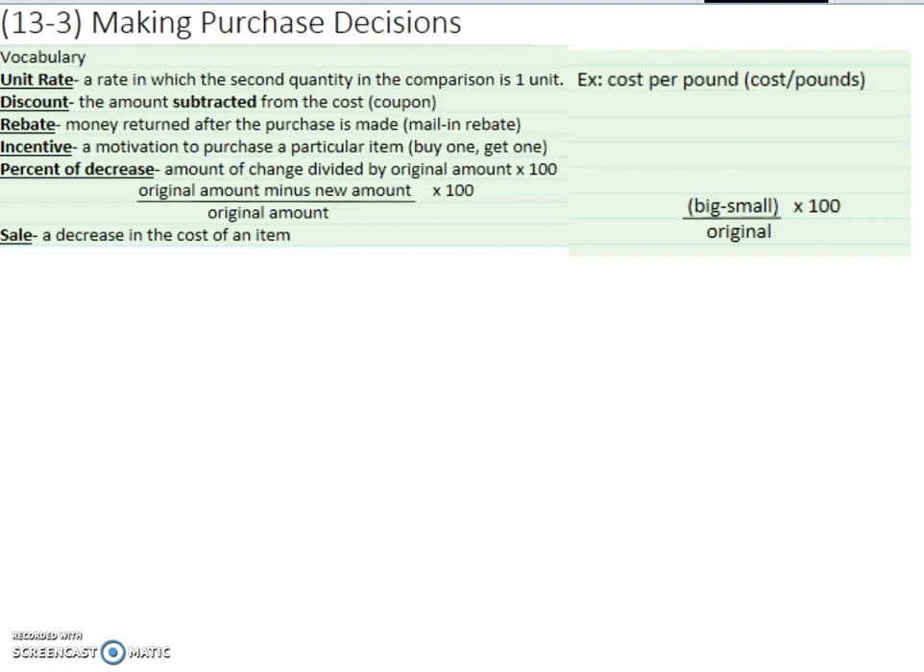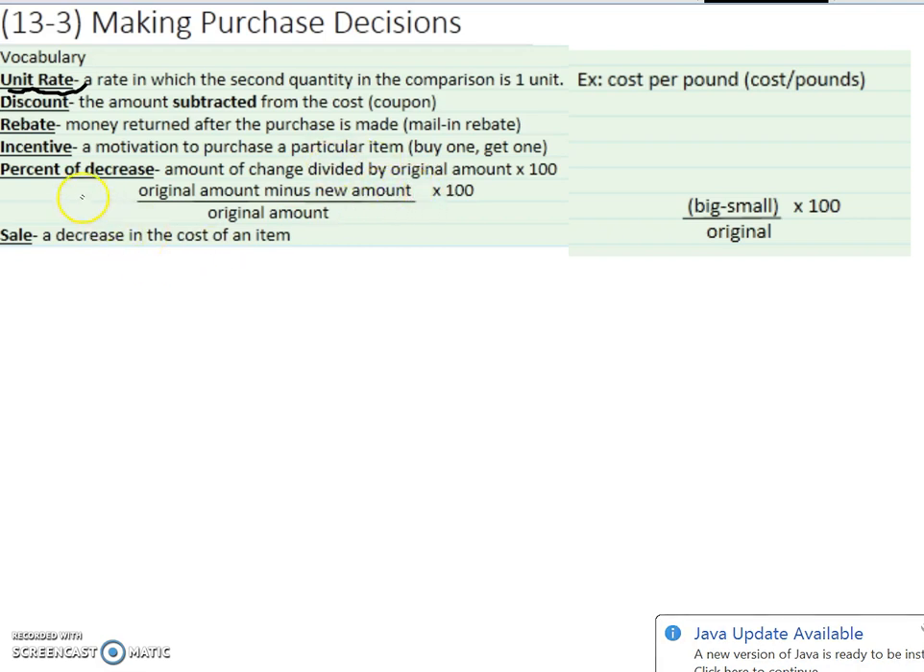Okay, today we're going to talk about making purchase decisions. Something we've already talked about is the unit rate. Unit rate is a comparison. So if you're doing cost per pound and trying to figure out what the better buy is, we've talked about discount before, when you subtract. We've talked about rebates, where you subtract. Incentive is just a motivation to get it.